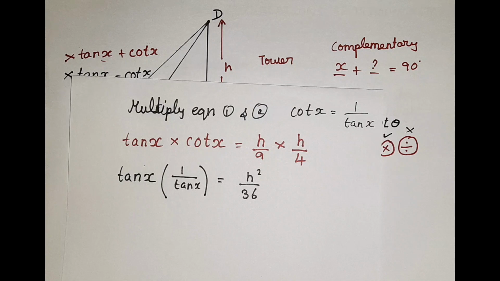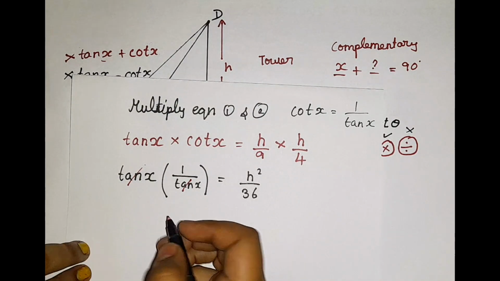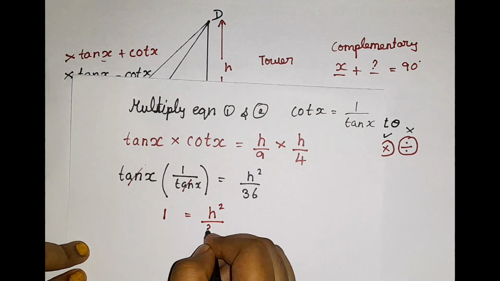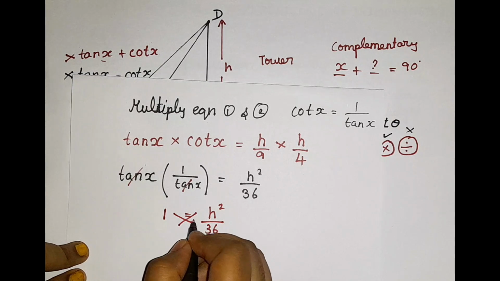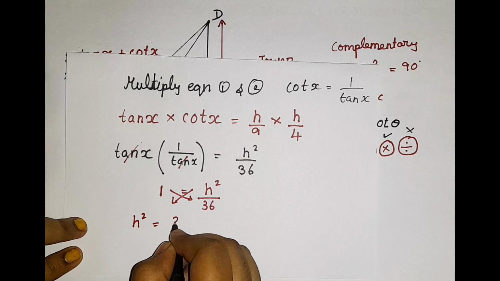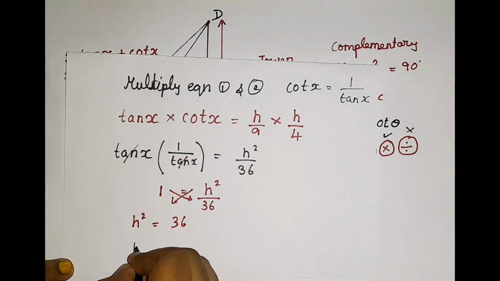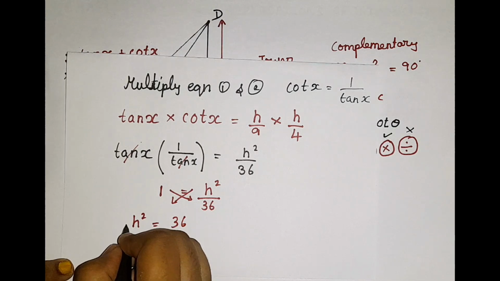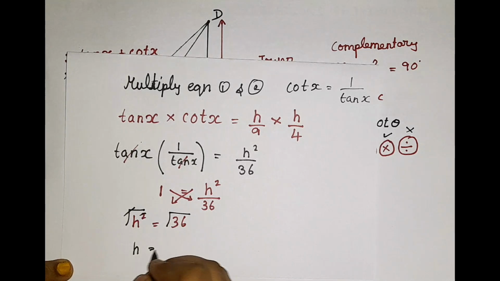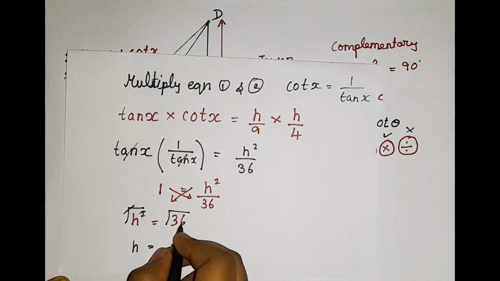Perfect. Now we can actually cancel the tan x. So what are the values we have? We have 1 is equal to h square divided by 36. Now let us do cross multiply. When we do cross multiply, we will get h square is equal to 36. Perfect. Now h is equal to, we don't want the square, right? So let us put root. When we put root, we can cancel it. So h is equal to root 36, isn't it?